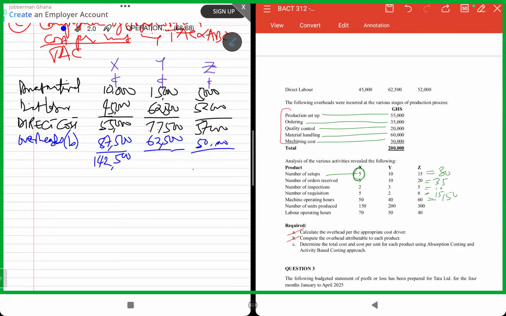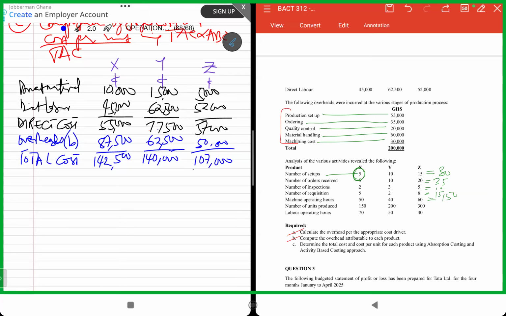140,000. 107,000. This is the total cost. The question is you find the total cost. It says C. Determine the total cost. That's the total cost.